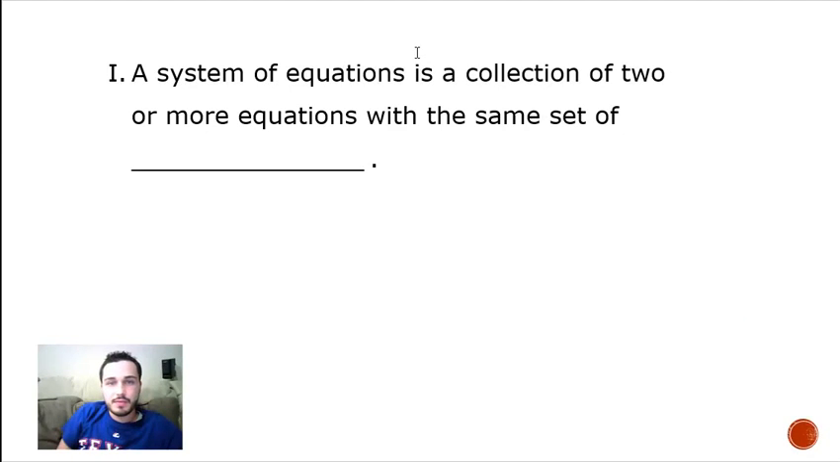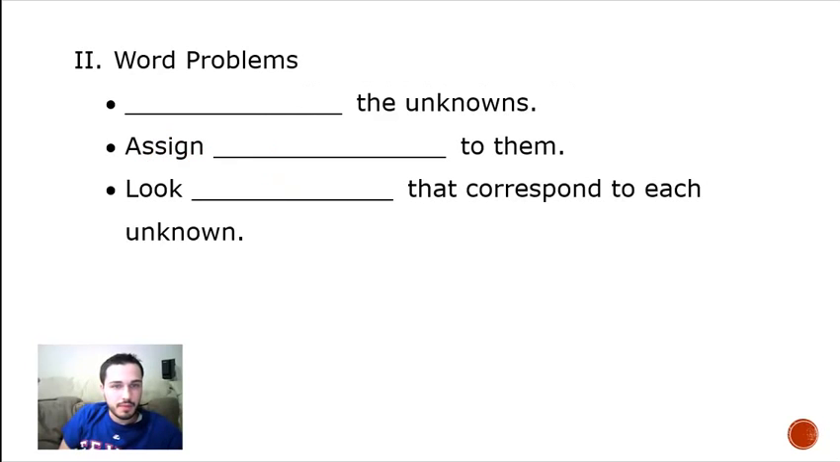First of all, a system of equations is a collection of two or more equations with the same set of unknowns. Now when we say unknowns, we mean variables. Variables like x and y, a and b, doesn't matter. You get to choose the variables. Most people are going to go with x and y. But you're going to write two equations, two equal signs, and each equation is going to have two variables in them, typically.